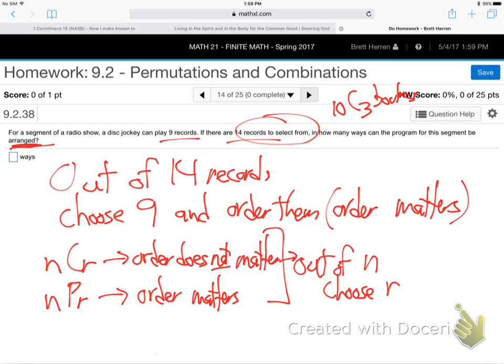Whereas if I say, I'm going to pick 10 books, out of my 10 books, I'm going to pick 3, and I'm going to put them on the shelf in the front room in a certain order, then that would be 10P3 because I'm caring about order now. See the difference? It's still out of 10, choose 3, and you care about the order. So P numbers are going to be higher because you care about the order.